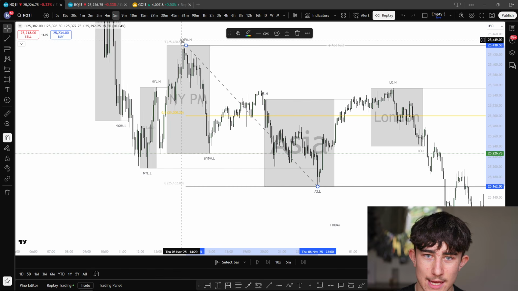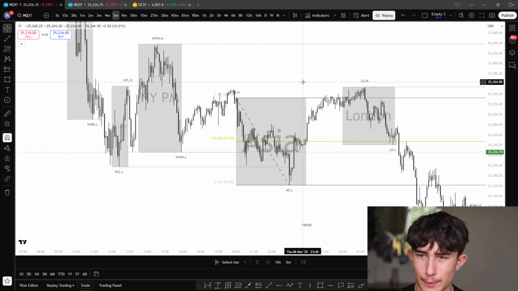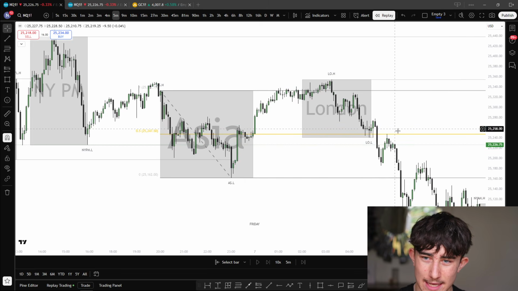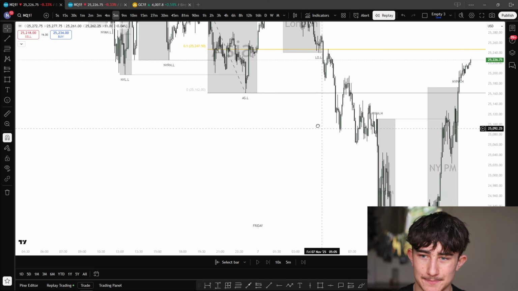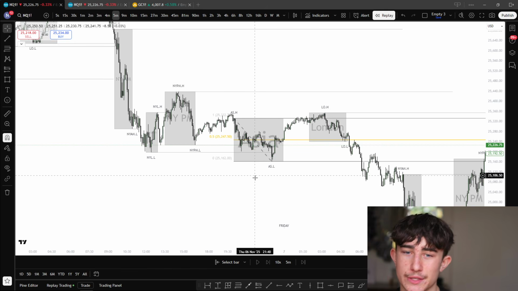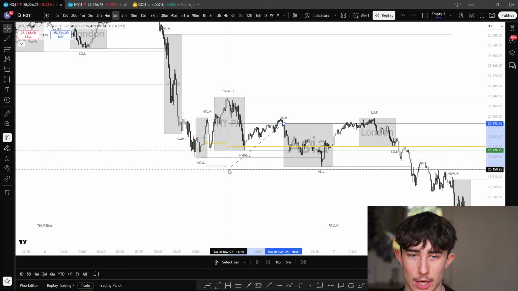Let's take this Asia, high to low. Again, we can see once we displace below it, it starts acting as resistance on price. That's when we drop lower. 50% again is extremely important. Keep 50% of these ranges on your chart.